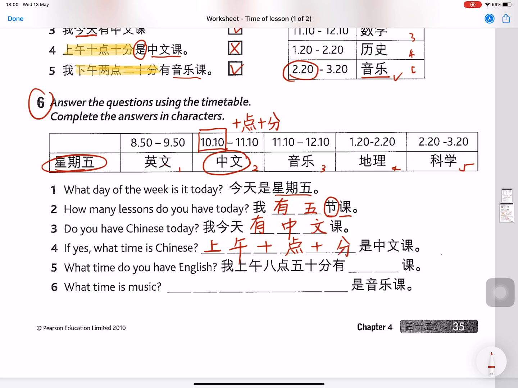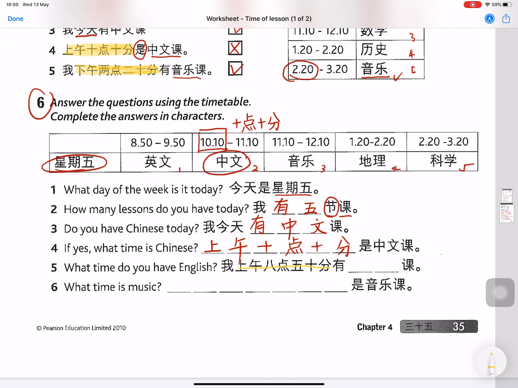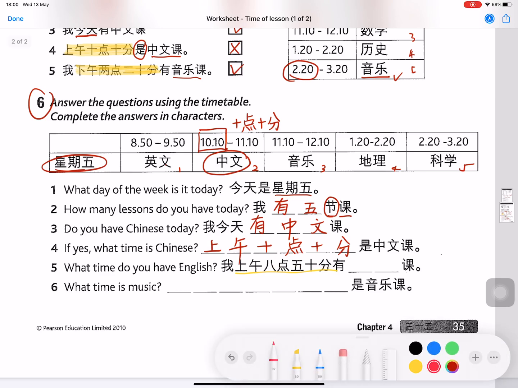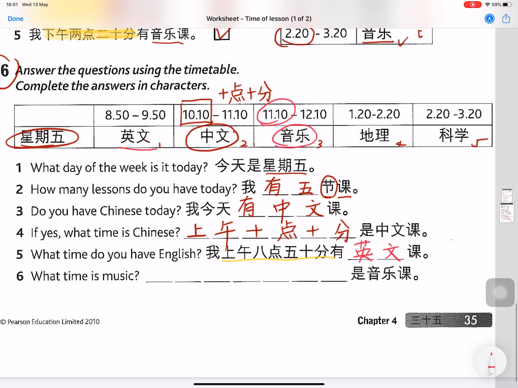Okay, number 5. What time do you have English? Okay, so from the question, you can see the time is already given to you. 上午8点50分. So at 8:50. And then you can find the word for English here and just fill it in. 英文. Now number 6, what time is music? So you can see the music is here and the time is 11:10. And again, it's got a lot of blanks. So you still need to add the parts of the day, which is late morning, 上午. And then you add 11:10. Make sure that you write 11 right, 11. And then you say 点, and then 10分. So 上午11点10分 is music, 是音乐课.